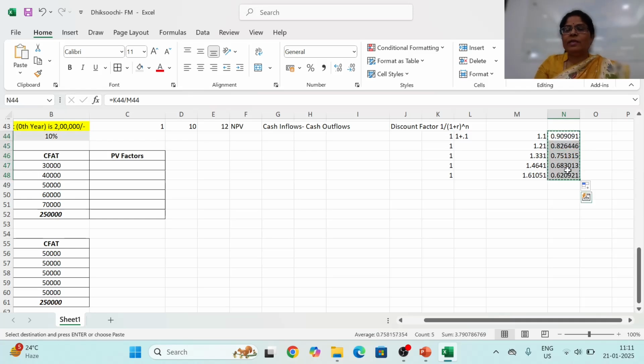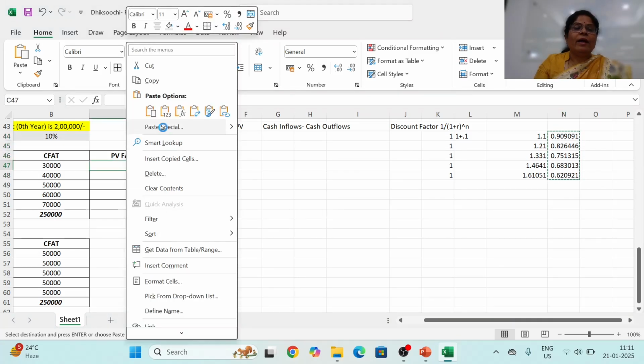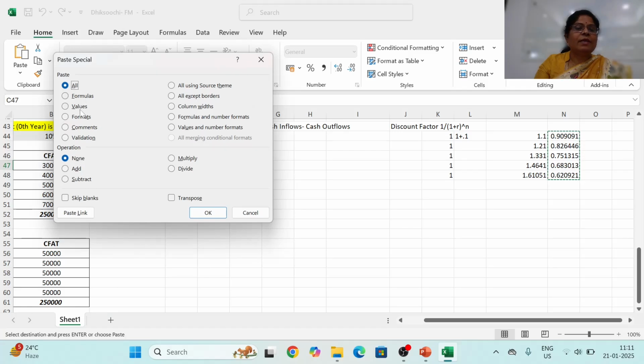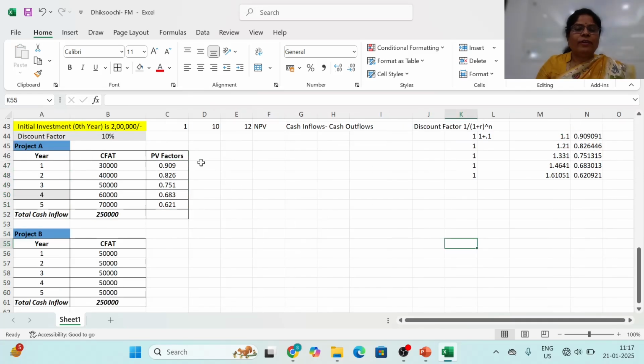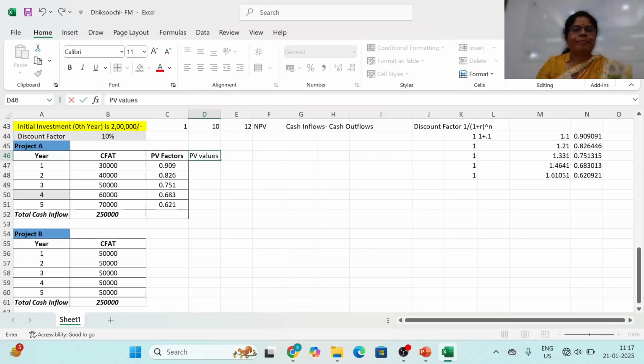Now let me copy these into the PV factor table, where I can use them for the calculation of NPV. I have copied them. This is one way of calculating the PV factor. After calculating PV factors, now we are calculating PV values. How do we get these PV values? That's simple. In the formula, it is CFAT divided by (1 plus K) whole power n, so we use 1 divided by (1 plus K) whole power n.